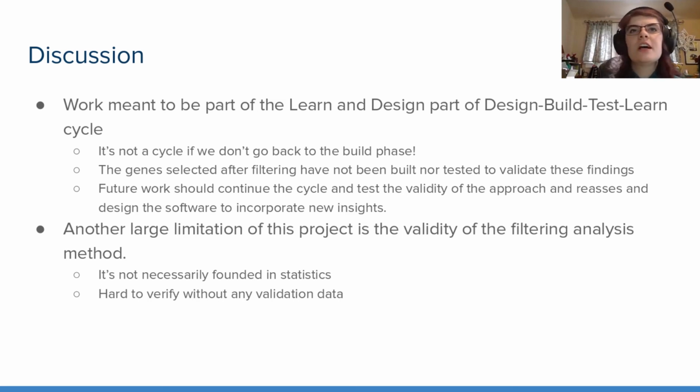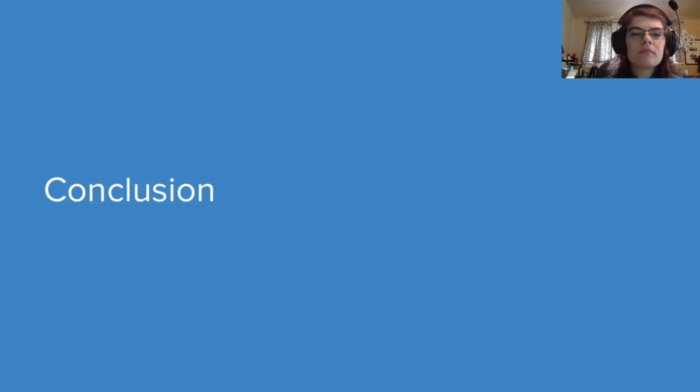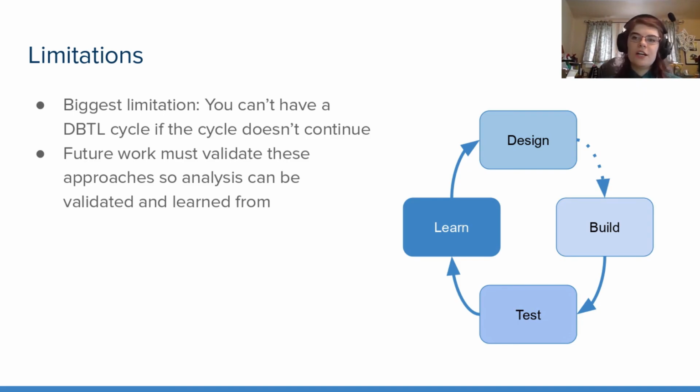Another big limitation of this project is the validity of the filtering analysis method, not necessarily founded in statistics. It was based off of a model where we're making assumptions that we wanted to keep genes considered suitable and throw out ones that were unsuitable, but not super statistical. And again, very hard to verify without any validation data. Repeating that, the biggest limitation is that you don't have a design, build, test, learn cycle if it just stops. Future work needs to validate these approaches so the cycle can continue.